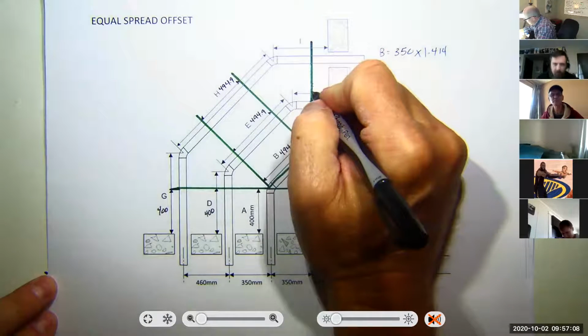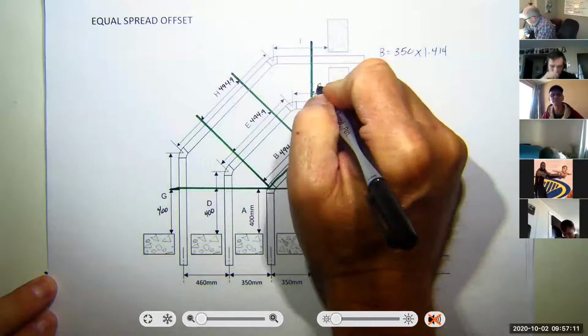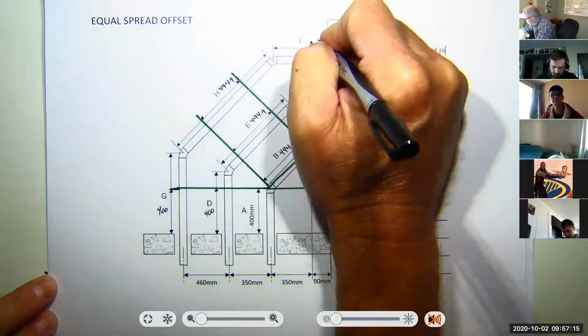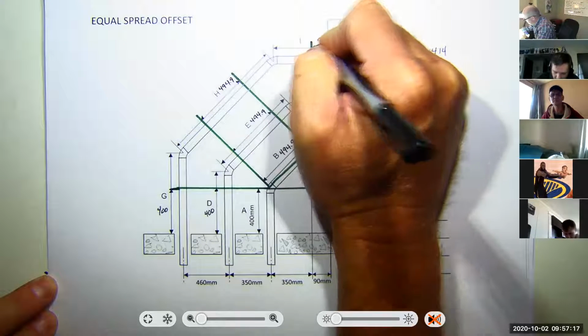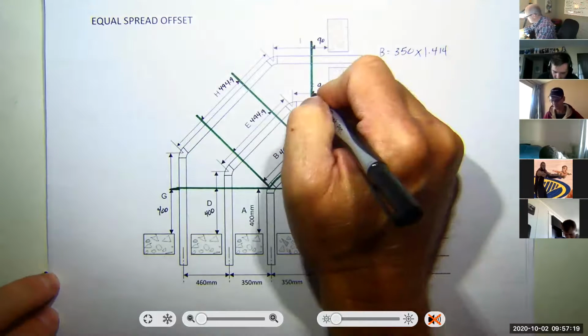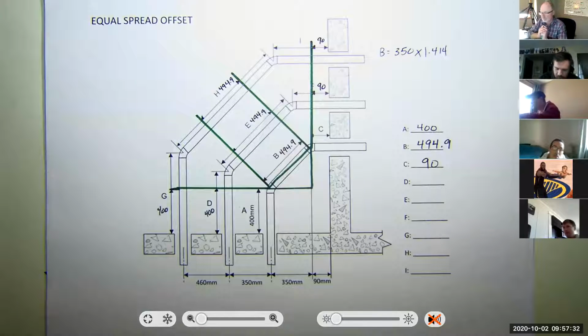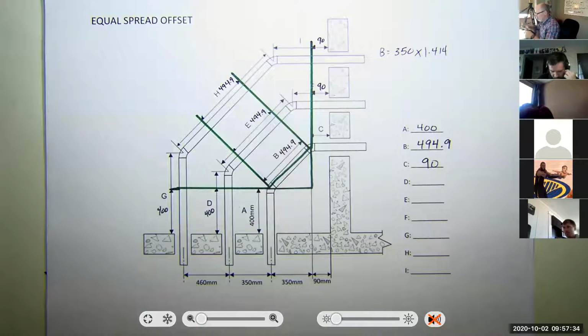And I know this measurement right here is 90. And this measurement right here is 90. So far, so good? Is everybody caught up to this point? Okay. So here's where it gets funky. Well, not funky, but different.